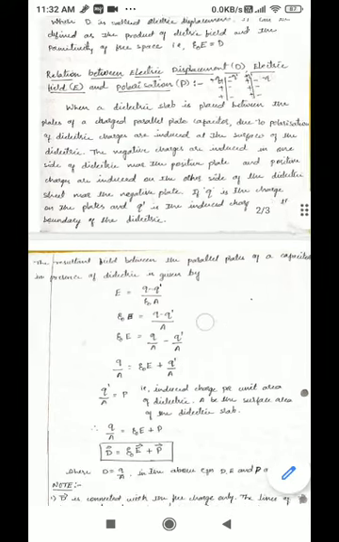Now what is the resultant field between the parallel plates of the capacitor in presence of the electric field? The resultant field between the parallel plates is E equal to Q minus Q dash divided by epsilon naught into A. The total charge on the capacitor plates is Q minus Q dash. So epsilon naught comes to the left side, that is epsilon naught into E equal to Q minus Q dash divided by A. We can write this equation as Q divided by A minus Q dash divided by A.